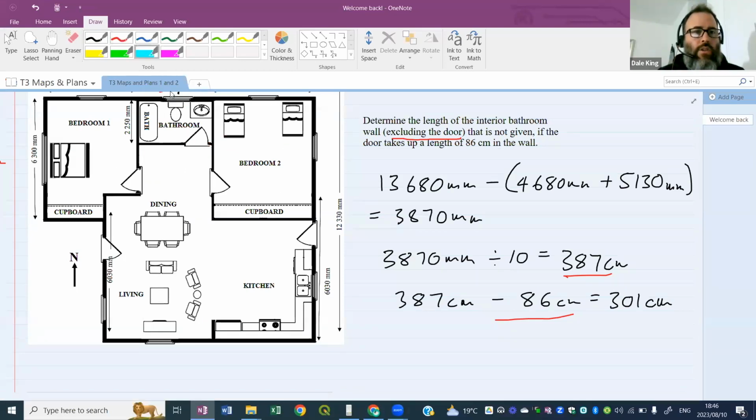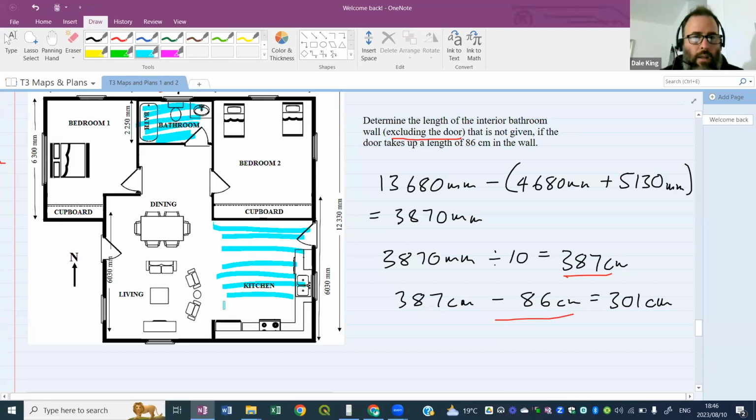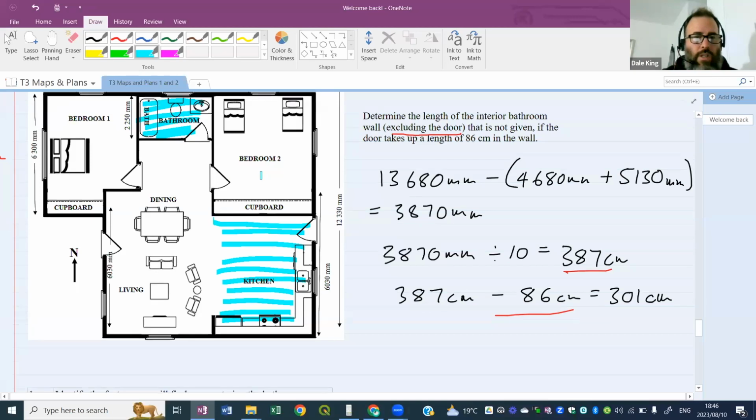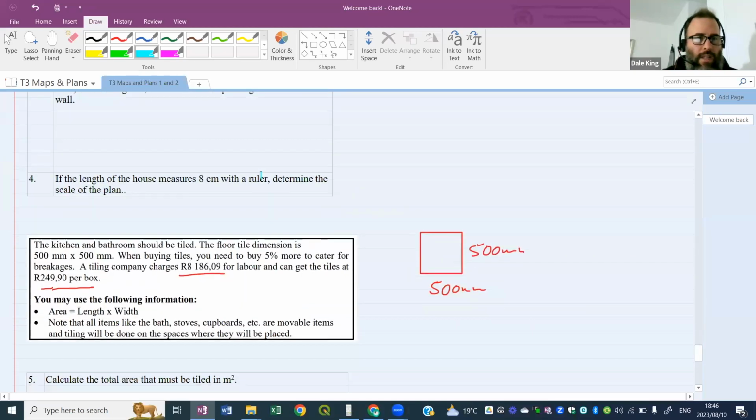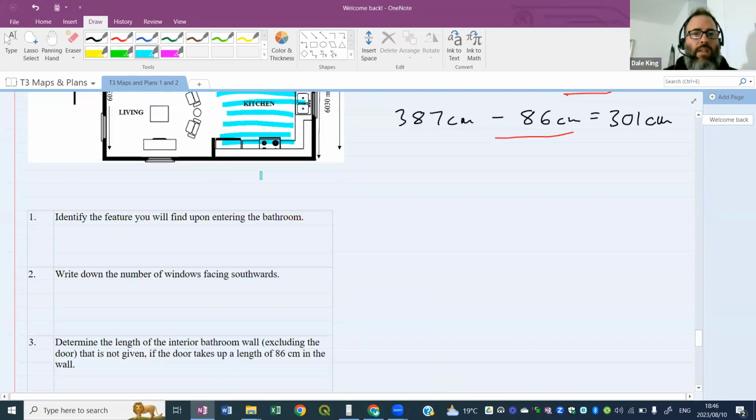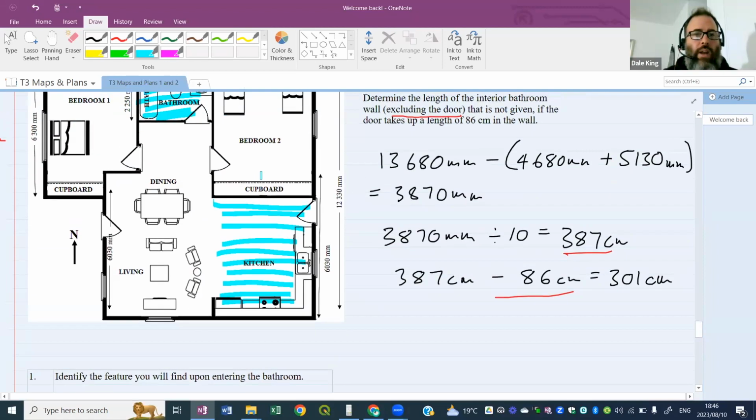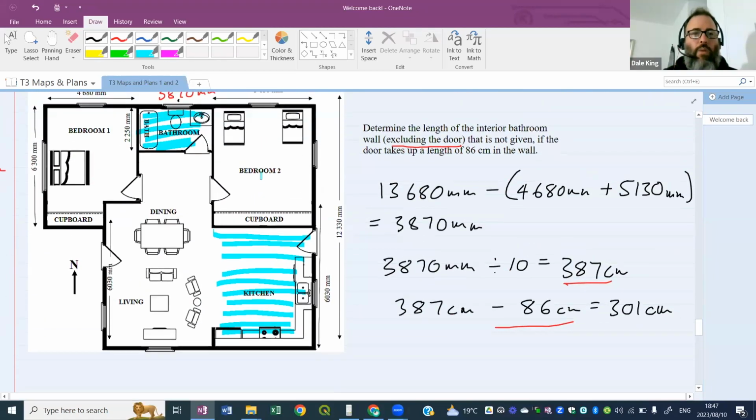All right. So we're doing this area and this area here. But those areas are full of appliances. You see that? We've got stoves and cupboards and baths and sinks and toilets. All right. So the question says here, all items like the bath, stove, cupboards, etc., are movable, and tiling will be done on the spaces where they will be placed. So in other words, they're saying you're tiling all the floor area underneath those things, as if they weren't there.